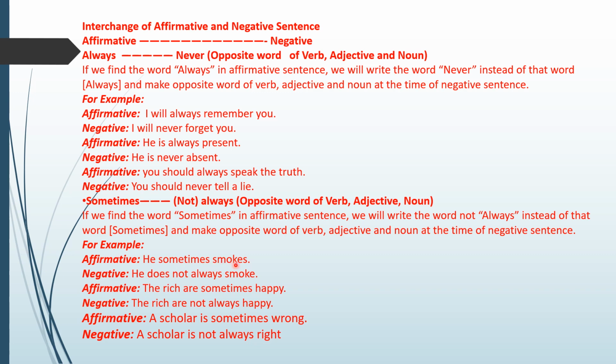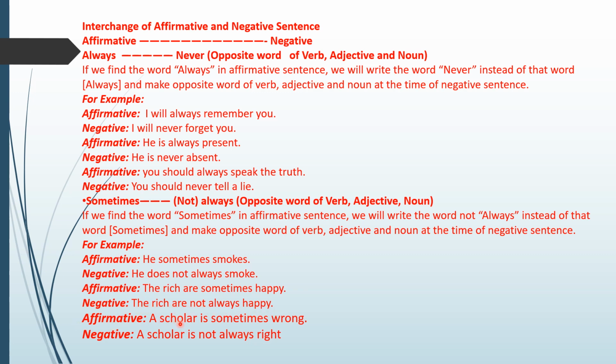Affirmative. He sometimes smokes. So the negative is he does not always smoke. So instead of sometimes, you have to write not always. So the answer in the negative, he does not always smoke. The next example, the rich are sometimes happy. So instead of sometimes, you're going to write not always in the negative. So the answer is the rich are not always happy.